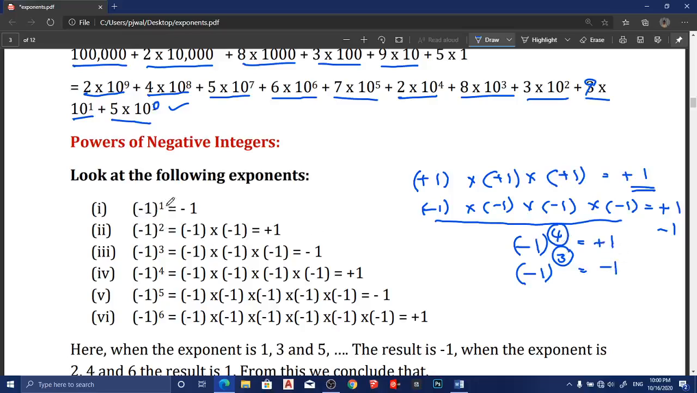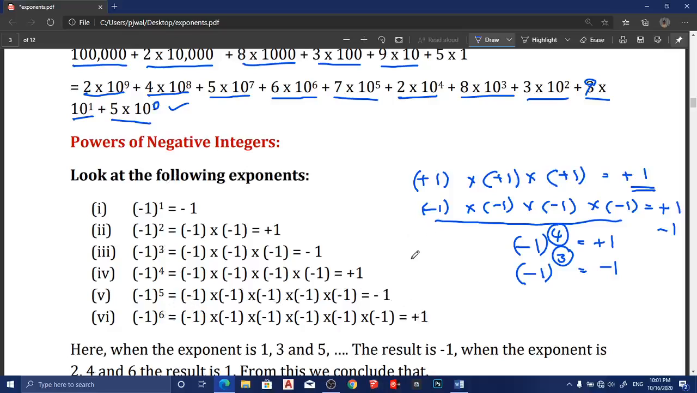You see here, minus 1 to the power of 1 is minus 1 only, because 1 is an odd number. Minus 1 to the power of 2 means you are multiplying minus 1 two times, you will get plus 1, because 2 is an even number. Minus 1 to the power of 3, since 3 is odd, you will get minus 1. Minus 1 to the power of 4 means you are multiplying 4 times; since 4 is even, you will get plus 1. If it is 5, this is odd, you will get minus 1. If it is 6, it is even, you will get plus 1.